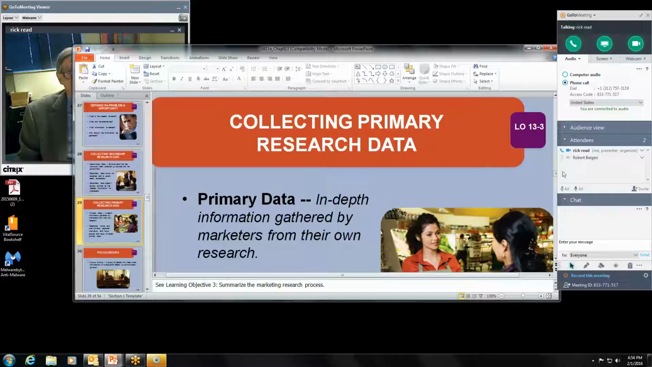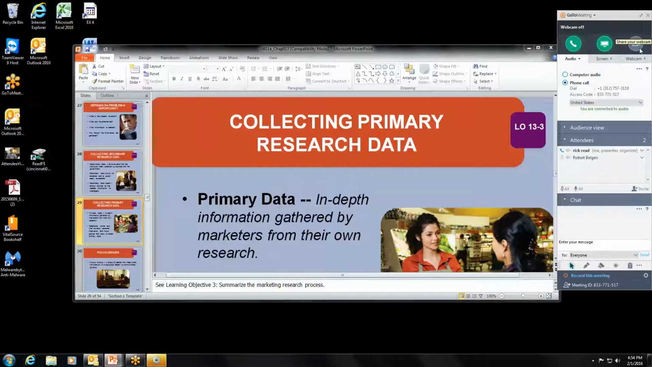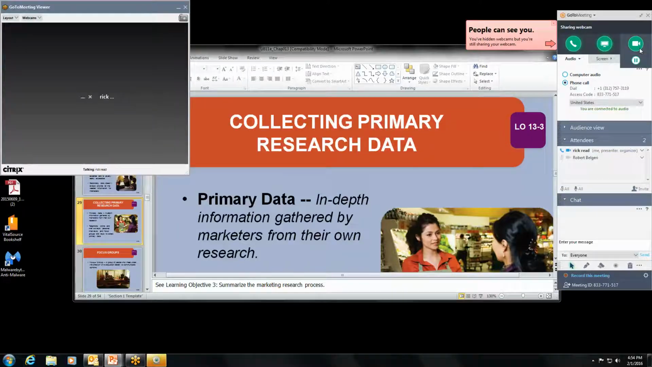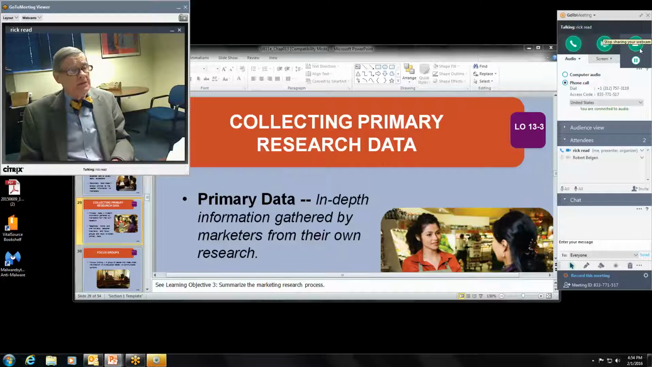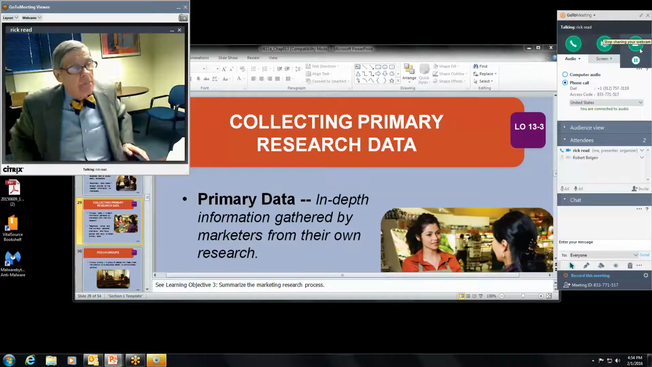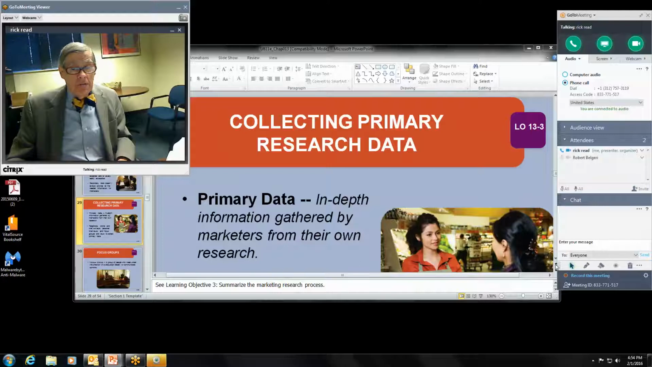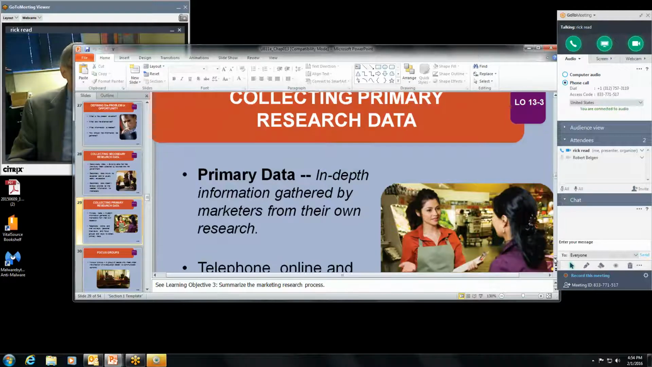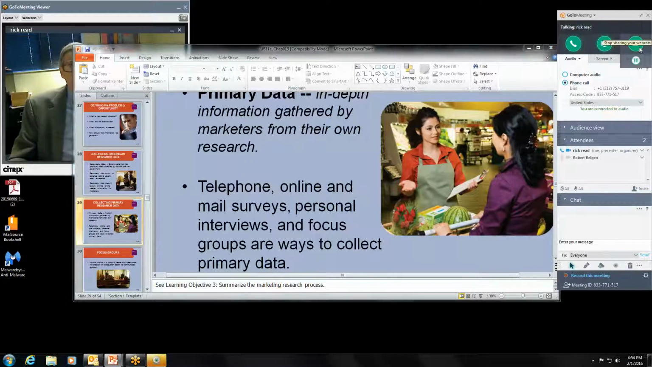Okay, primary data. Notice what it says here at the beginning. Primary data is in-depth information. It's been given to you, or you have obtained it through personal exchange in some fashion. Now, there are a lot of ways to gather primary data.